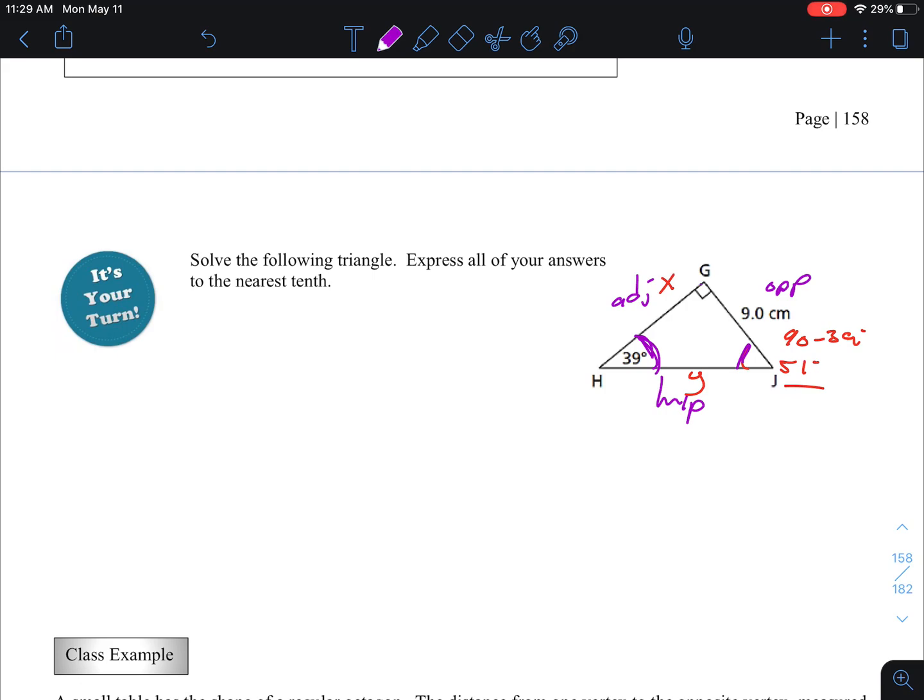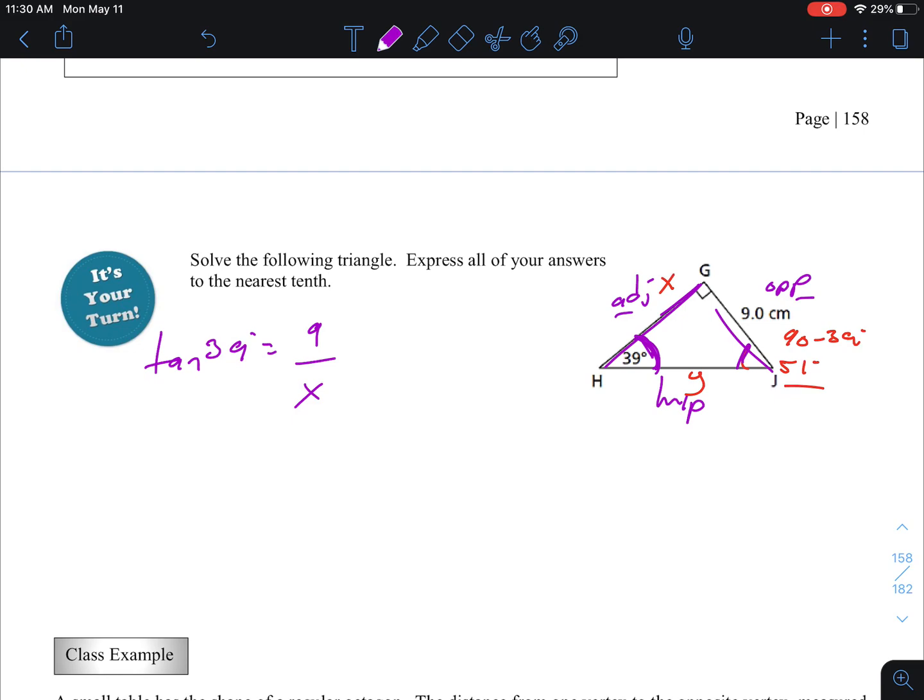Okay, so if I want to solve for this side length here, here's my reference angle. Need my adjacent. I know my opposite. So which trig ratio deals with opposite and adjacent? Well, it's going to be tan. So I'm going to set up a tan ratio here. So tan of 39 degrees is going to be equal to my opposite side divided by my adjacent side there.